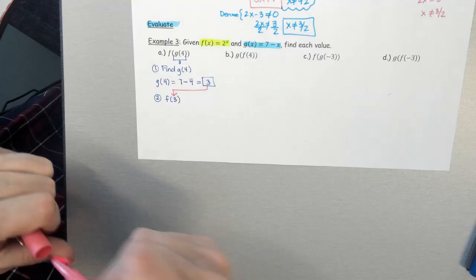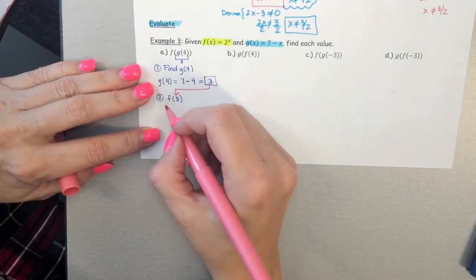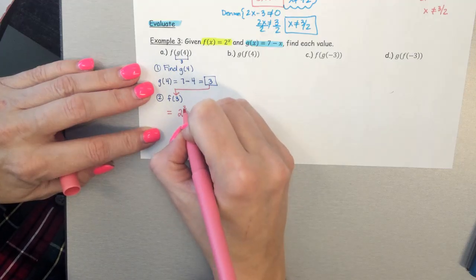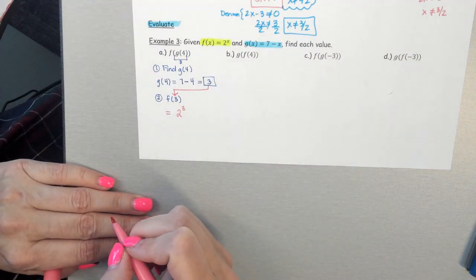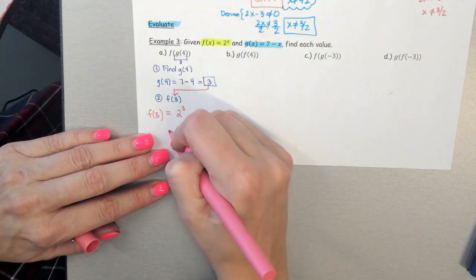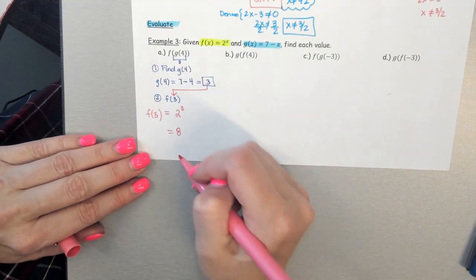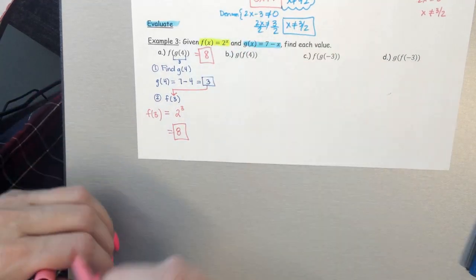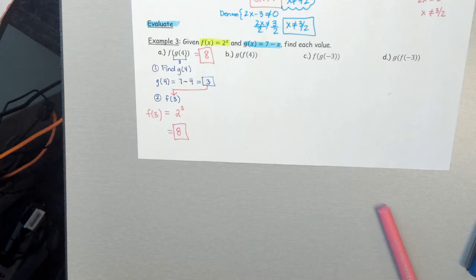Now when you're finding f of 3, it's 2 to the x value, so 2 to the third. This is your f of 3. So your final answer here is going to be 8. Okay, so I want you to try that with part B.